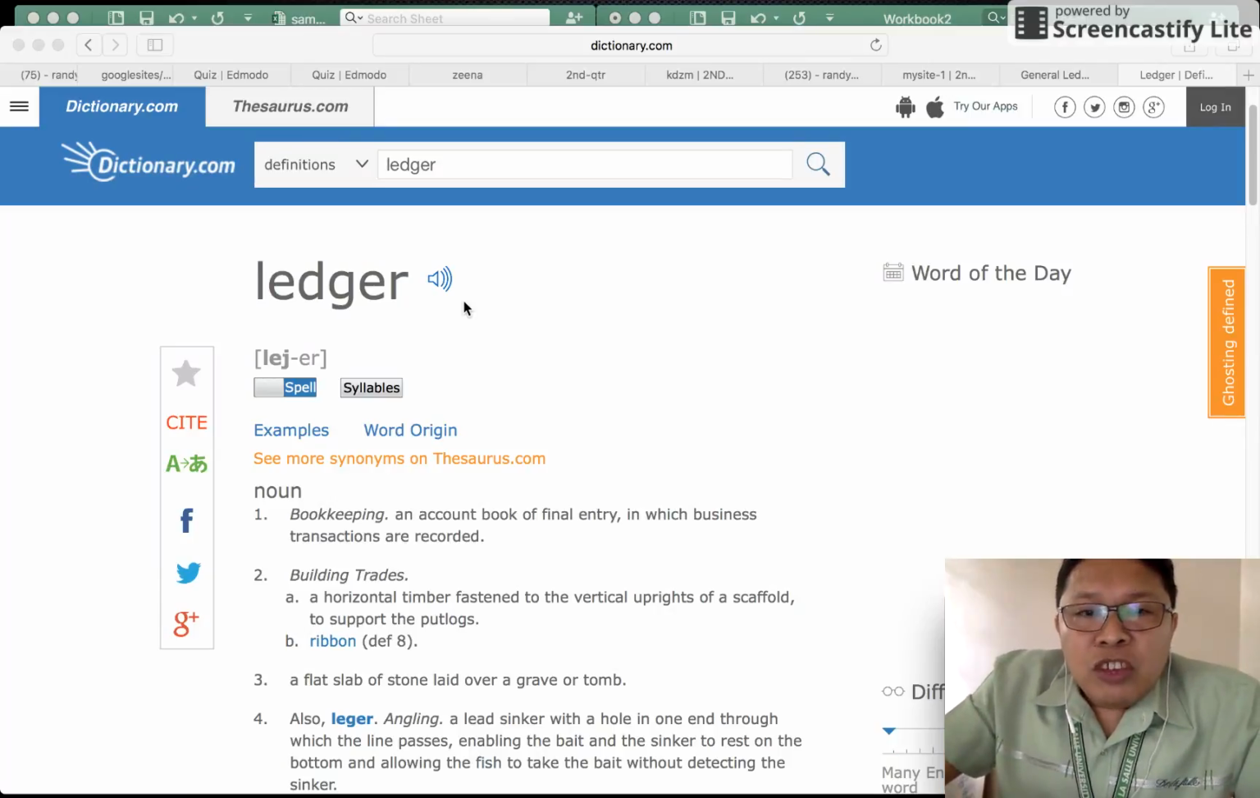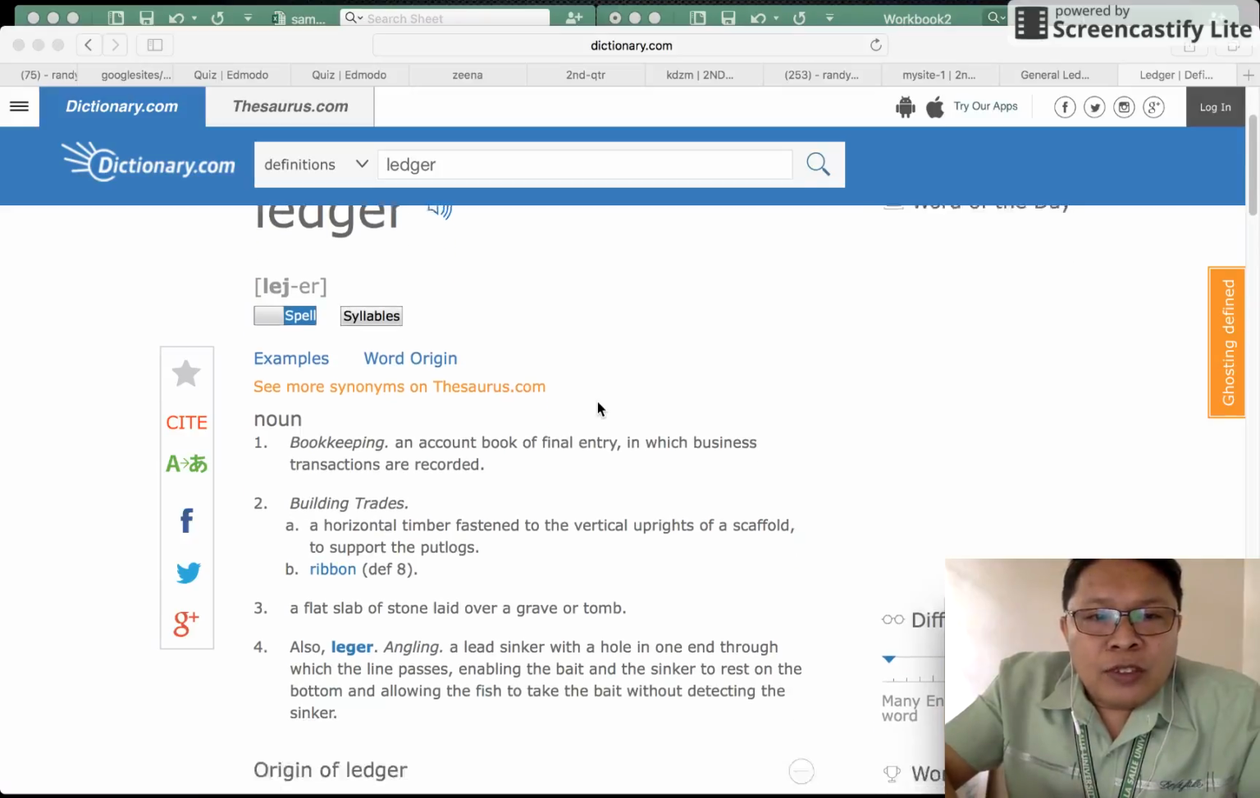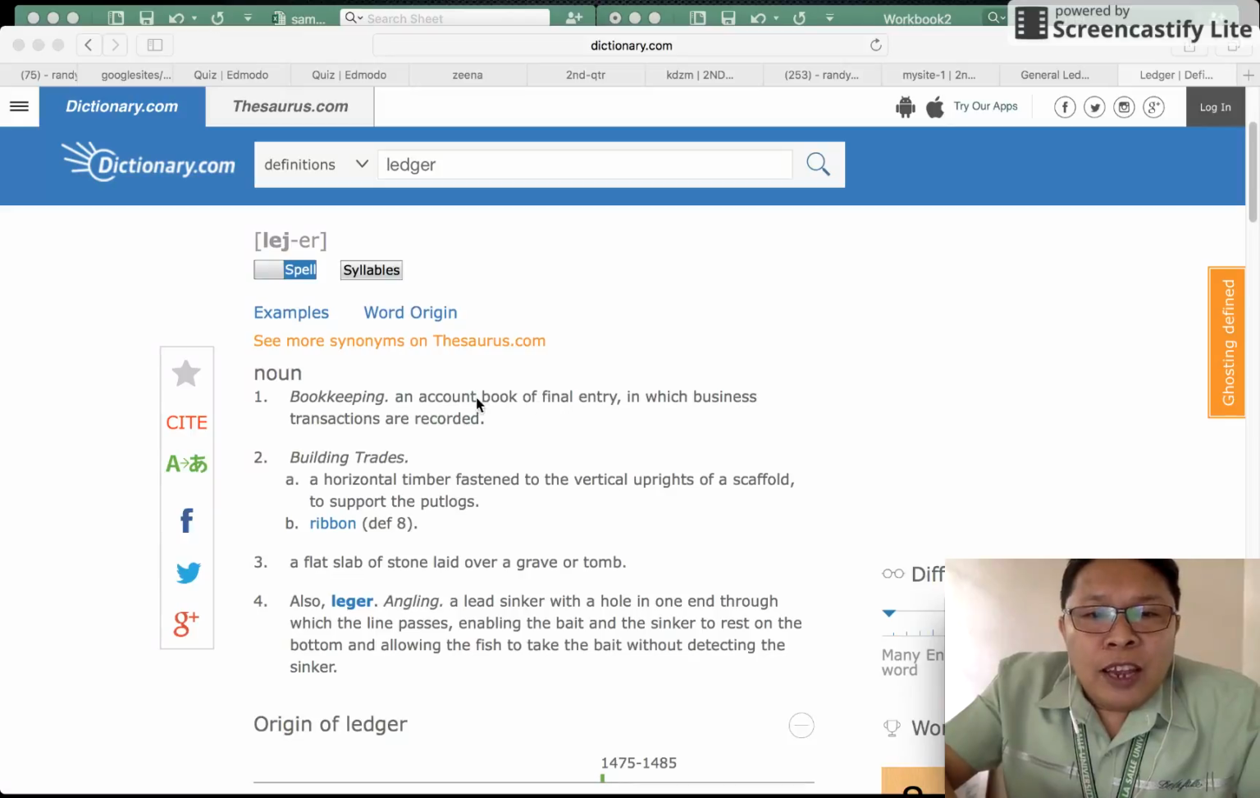Okay, now I will be teaching you how to do it using this Screencastify. So let us first look at the definition of a ledger. From dictionary.com, ledger is defined as a book of final entry. You will notice that in bookkeeping, we define ledger as a book of final entry in which business transactions are recorded. The moment that we transfer the record from the general journal to the general ledger, we do it to ensure that we'll be able to summarize the amounts for that particular account.